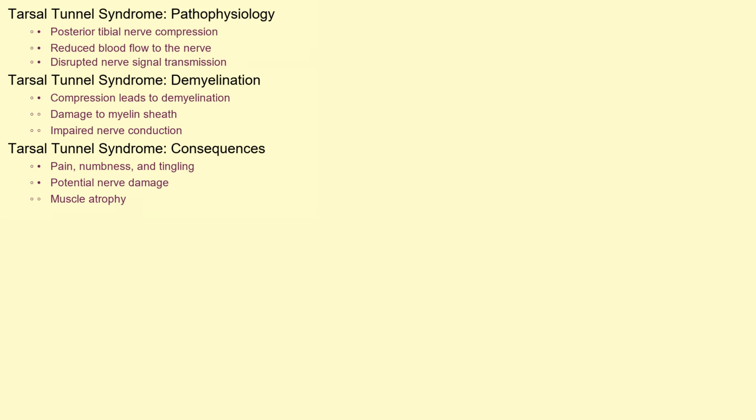The pathophysiology of tarsal tunnel syndrome revolves around the posterior tibial nerve's compromised function. When the nerve is compressed, it restricts blood flow and disrupts the nerve's ability to transmit signals effectively. This compression leads to demyelination, a process where the protective myelin sheath around the nerve fibers is damaged. Demyelination impairs nerve conduction, leading to the characteristic pain, numbness, and tingling associated with TTS. Prolonged compression can even cause nerve damage and atrophy of the muscles it innervates.